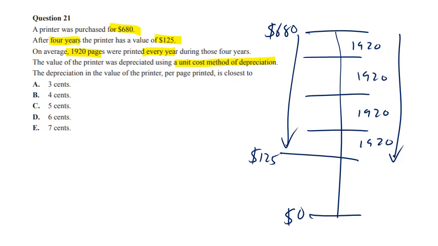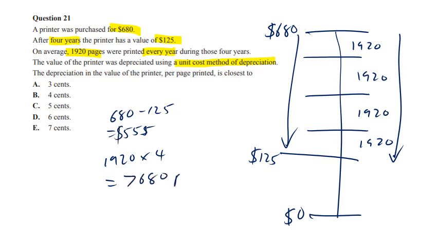Well, the drop is 680 minus 125, that's 555. And if we do 1,920 times 4, that's how many pages we printed in that time. That's 7,680. That's our dollars. That's our pages. We want dollars per page.